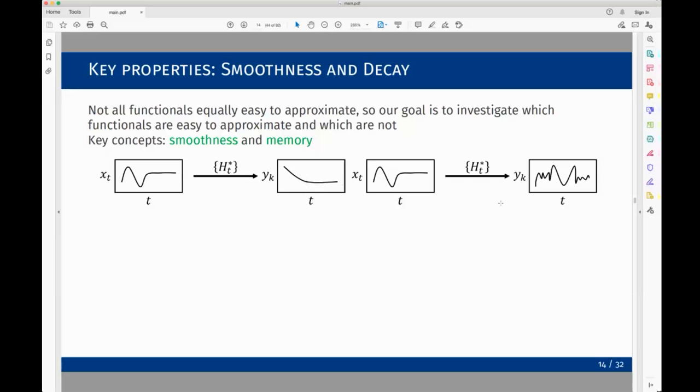In contrast, the right-hand side functional seems much more challenging, because you can see first the output signal is quite rough. So the regularity or the smoothness is quite bad.